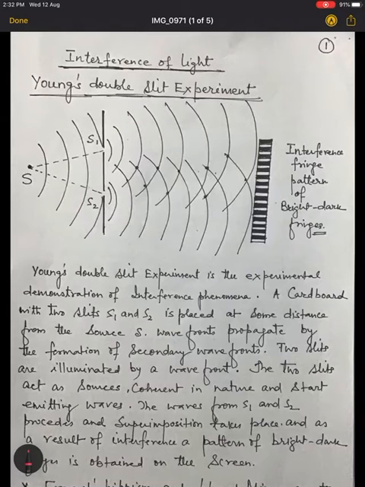So after completion of basics of interference of light and the mathematical analysis, we have to proceed further and discuss Young's double slit experiment. The importance of Young's double slit experiment in the topic is because of the concept of coherent sources. As we have discussed in the previous lesson, no two real sources are coherent in nature.